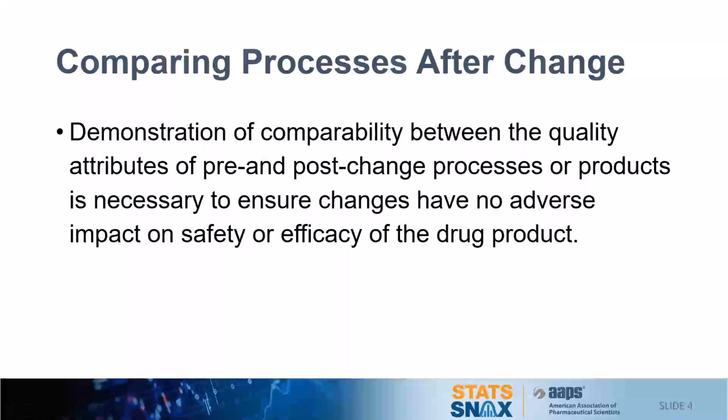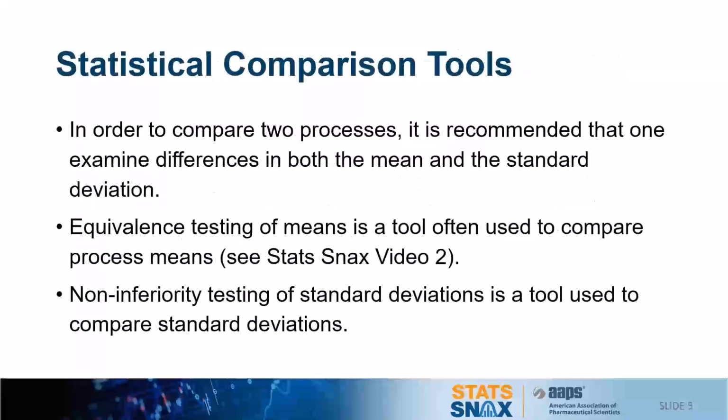As many of you are familiar, in the manufacturing industries, we're often posed with the problem of improving our processes. And one way we do that is we make changes to the processes with the hope that we will improve them based on whatever metrics are under consideration. But the one thing we have to ensure is that when we make a change to a process, we've caused no adverse impact on either safety or efficacy of our drug product.